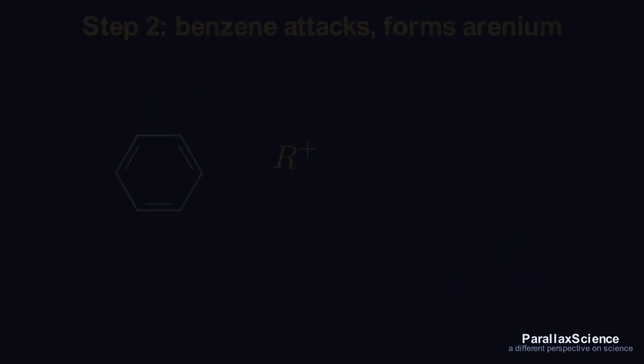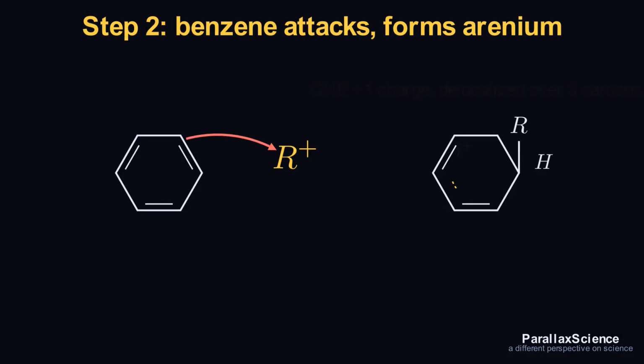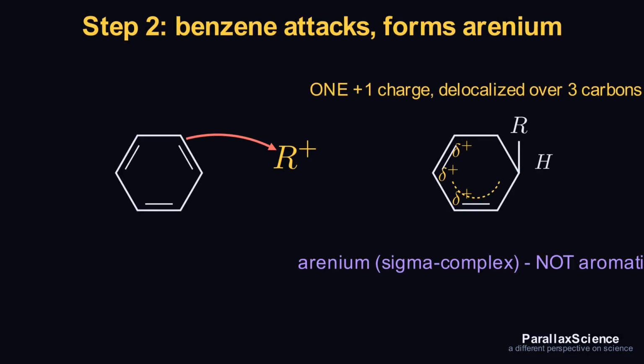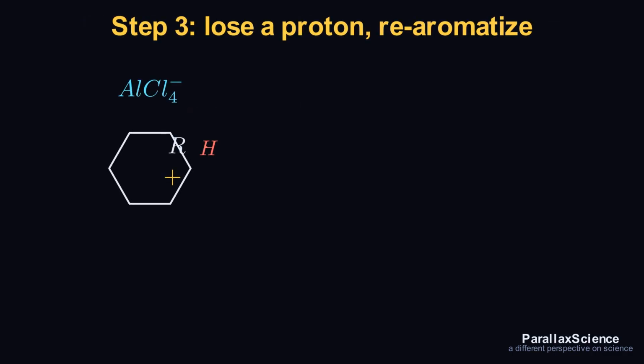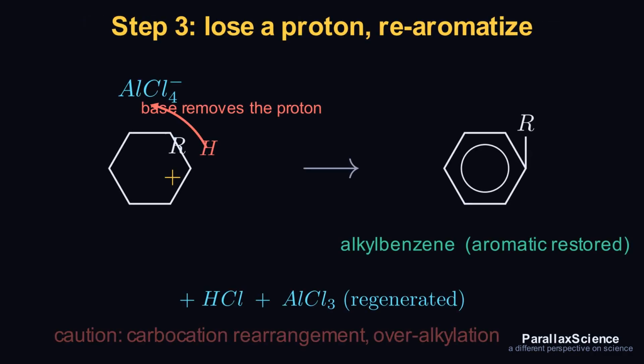Benzene now attacks the cation. Its pi electrons reach out to form a new carbon-carbon bond, giving a resonance-stabilized arenium ion. The positive charge is spread over 3 carbons, and the ring has, for a moment, lost its aromaticity. Finally, tetrachloroaluminate removes the proton. The electrons fall back into the ring, aromaticity is restored, and aluminium chloride is regenerated. This is the Friedel-Crafts alkylation.